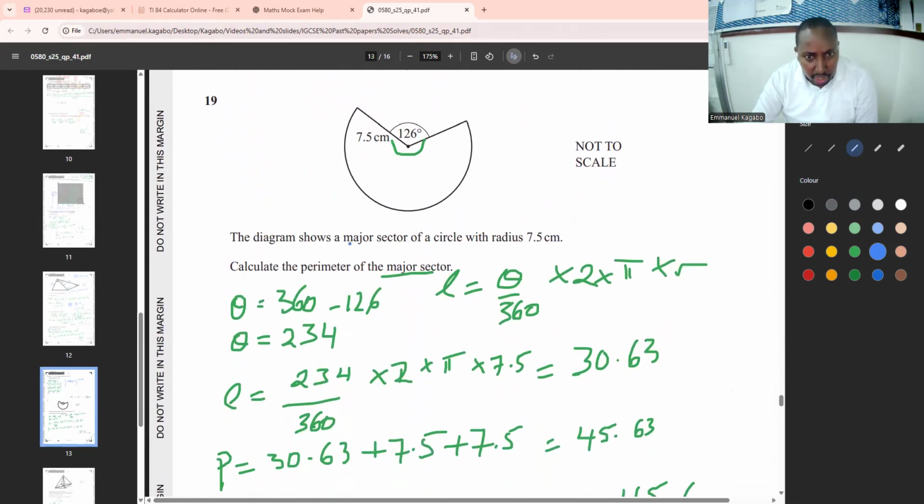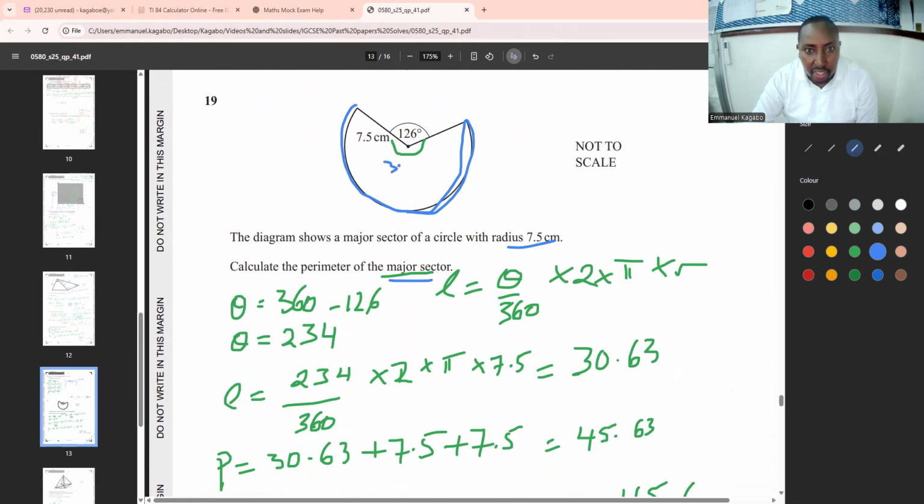Question 19. The diagram shows a major sector of a radius of that. Find the perimeter. Perimeter, you have to move around the shape adding. And then they say major sector. Basically, they're talking about this. So we need to get the arc length of this, and the angle given is this.